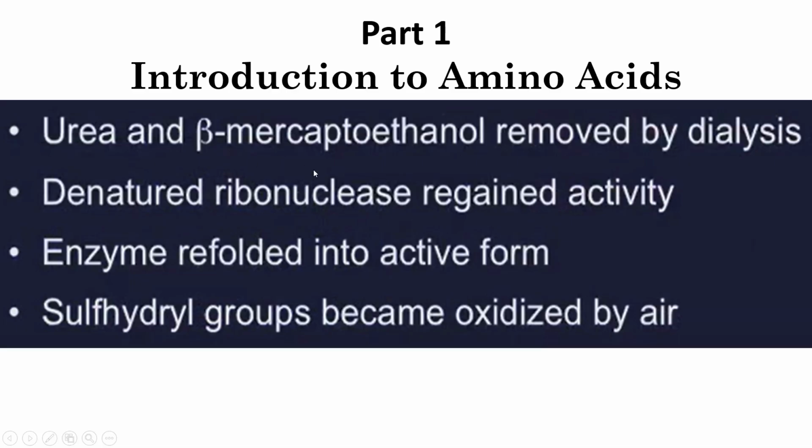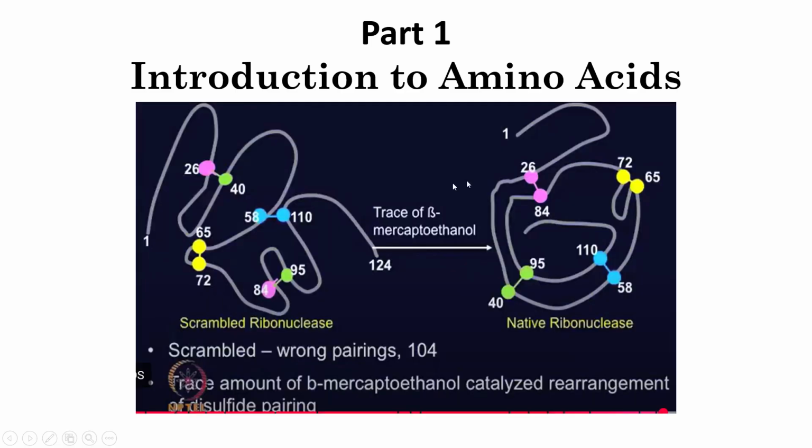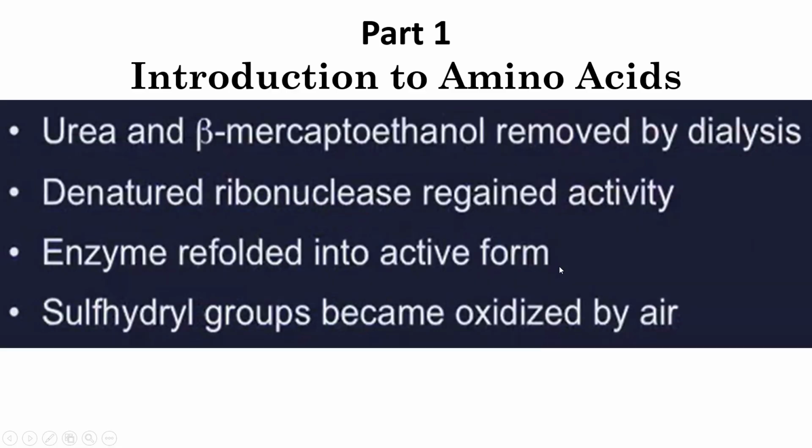Once that is done, if you want to reform it again, you need to remove the chemicals by dialysis. Then the denatured protein can be reformed if those chemicals are not present in the solution. And once it is reformed, it regains its activity as well. So enzyme refolding can take place, and the enzyme can be active again.